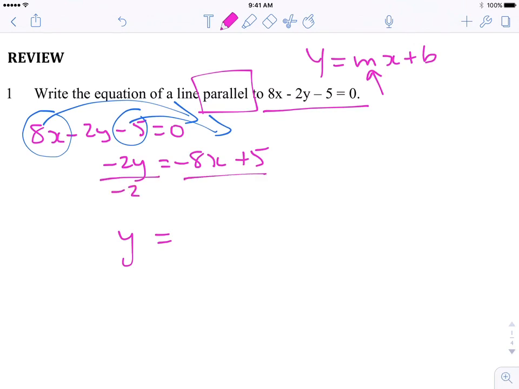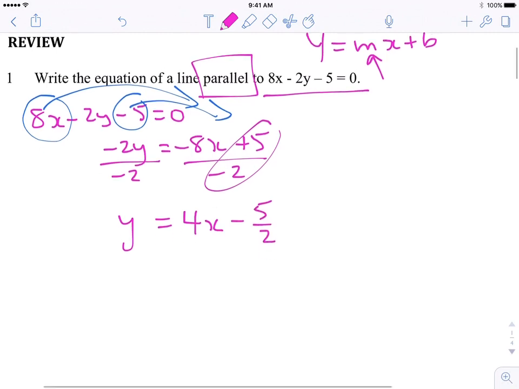If I divide that by negative 2, then I've got to divide the right side by negative 2 because it's an equation, which means both sides are equal. And whatever I do to one side, I must do to the other side to keep the equation equal. So negative 8x divided by negative 2. We know negative divided by negative is positive. So negative 8 divided by negative 2 is positive 4, so it's 4x. And 5 divided by negative 2 is simply negative 5 over 2, because positive divided by negative is negative.